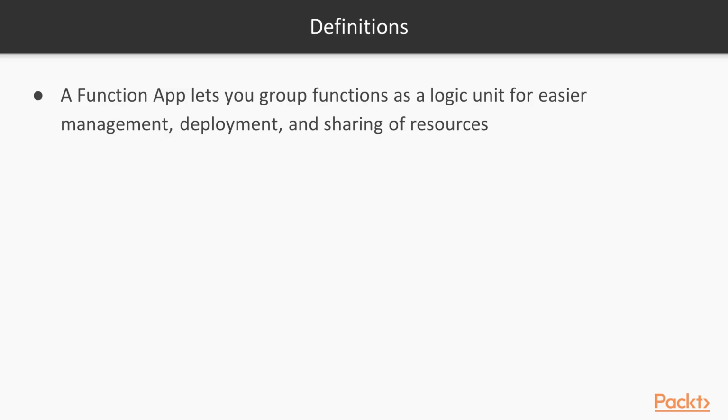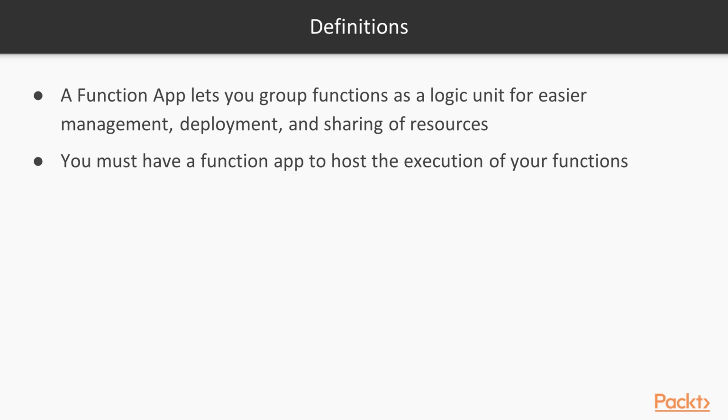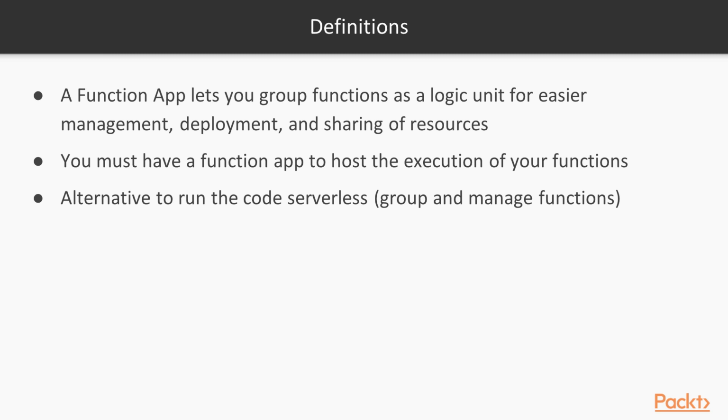Before we start filling this form, we need to understand the difference between the function app and the function itself. A function app lets you group functions as a logic unit for easier management, deployment, and sharing of resources. And as mentioned before, the function app is the host for execution of your functions. You may say that since we have the code added serverless, it still needs a host to execute, so think of the function app as the alternative to run your code serverless, with the advantage of being able to group and manage functions related to each other.